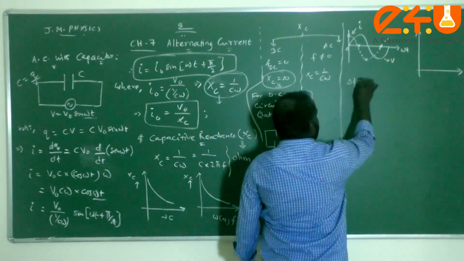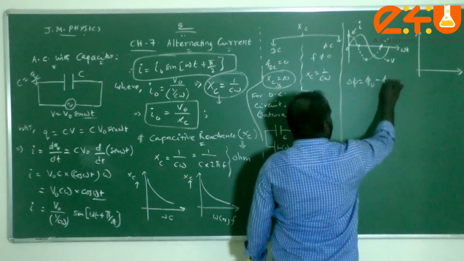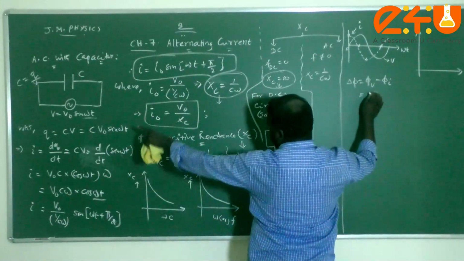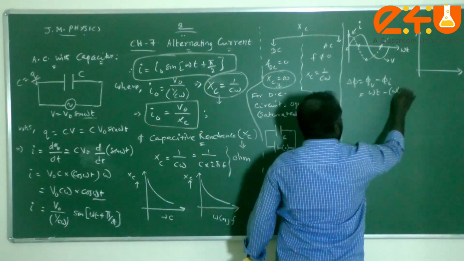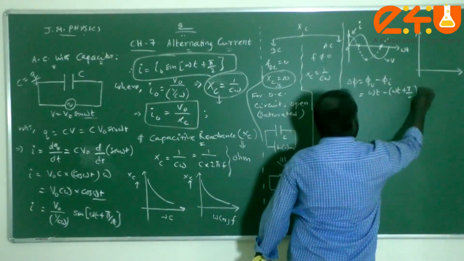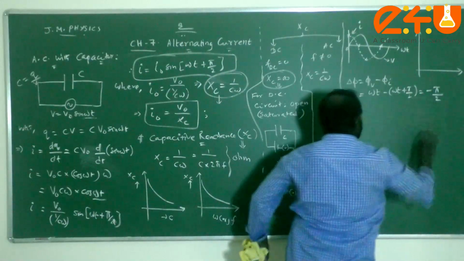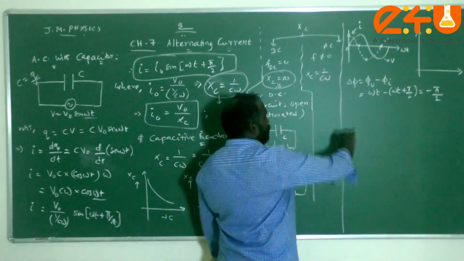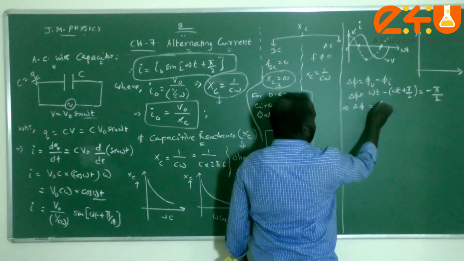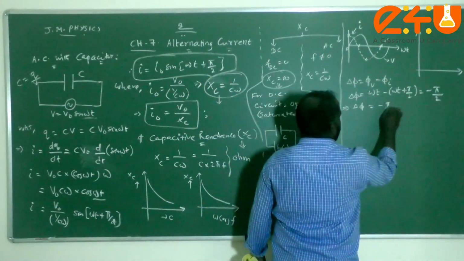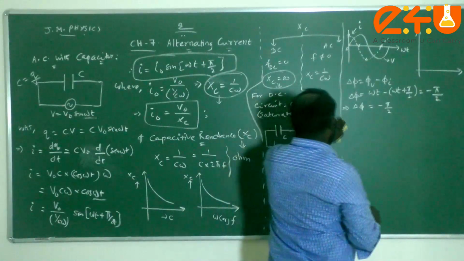So delta phi is equal to phi v minus phi i. That is nothing but omega t minus omega t plus pi by 2. Therefore, the value has to be minus pi by 2. So the value of delta phi is minus pi by 2. What is the meaning of this minus pi by 2?